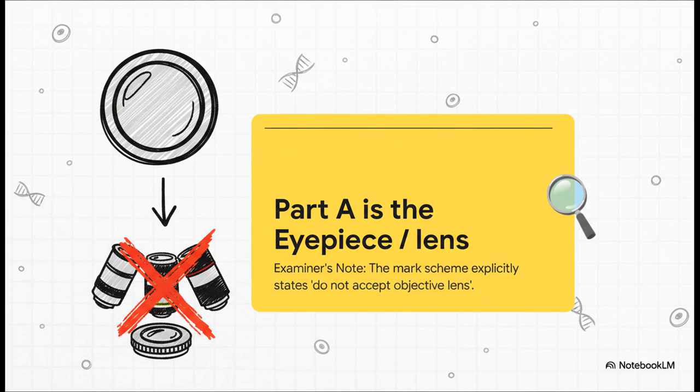But, and this is so important, look at that examiner's note. Do not accept objective lens. This is such a classic mistake. Mixing up the eyepiece lens with the objective lenses down below will instantly lose you the mark.